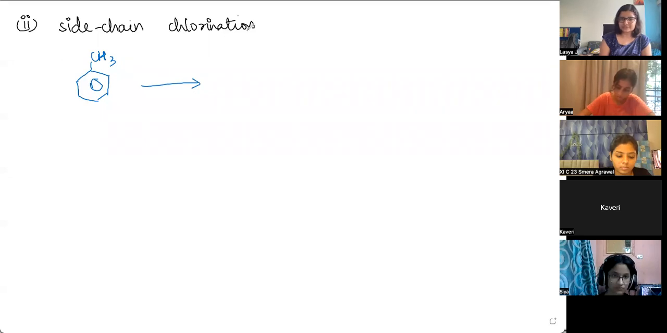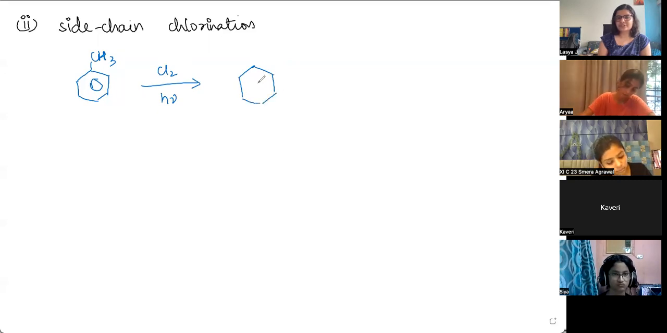first do its chlorination. So expose it to Cl2, chlorine, in sunlight. The side chain gets chlorinated. You control the chlorination by controlling how much light it is exposed to. You also control it based on the Cl2 so that you get CHCl2. So this is called benzyl chloride.